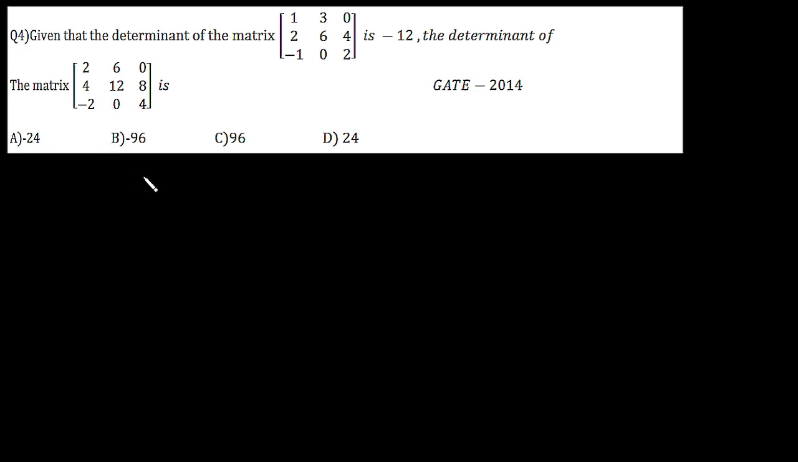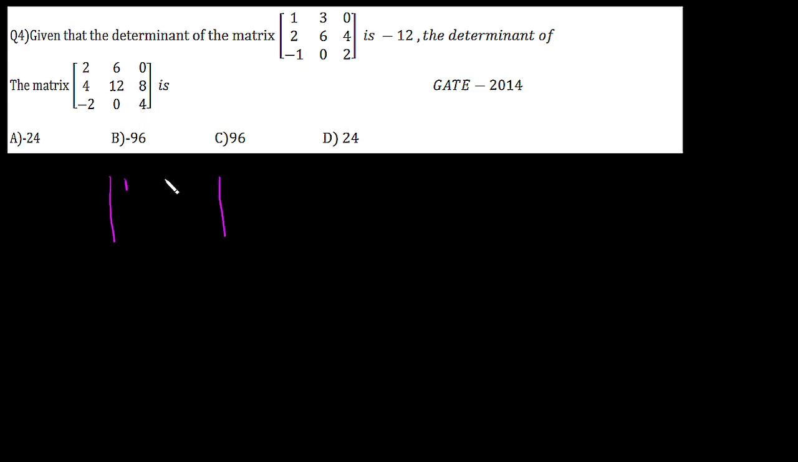What I am going to do is simply take out the 2 from the first row, and also factor 2 from the second row and factor 2 from the third row. Let's first make this: I am replacing this matrix notation with a determinant because I have to find the determinant. So I can replace this 2 with 1, because 2 is common.